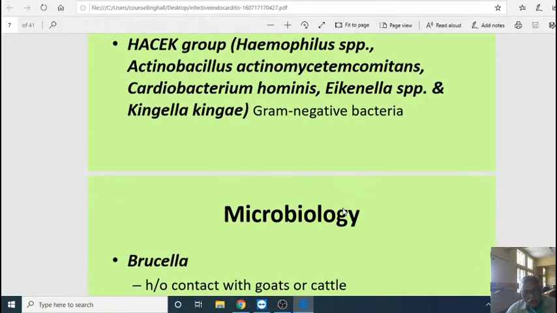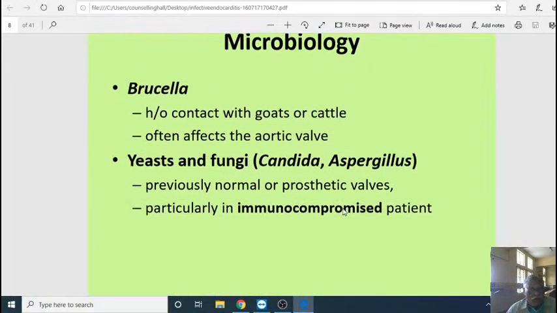Brucella can also produce myocarditis and endocarditis. Such people will give a history of contact with goats or cattle, or ingestion of unpasteurized milk. Brucella endocarditis usually affects the aortic valve. Among yeast and fungi, Candida and Aspergillus usually occur in prosthetic valves, particularly in immunocompromised patients.